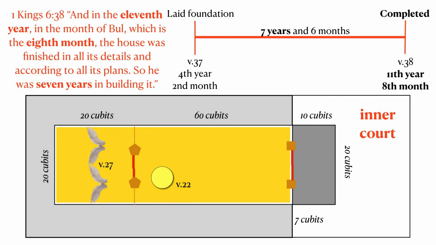And in the 11th year, in the month of Bul, which is the 8th month, the house was finished in all its details and according to all its plans. So he was 7 years in building it.